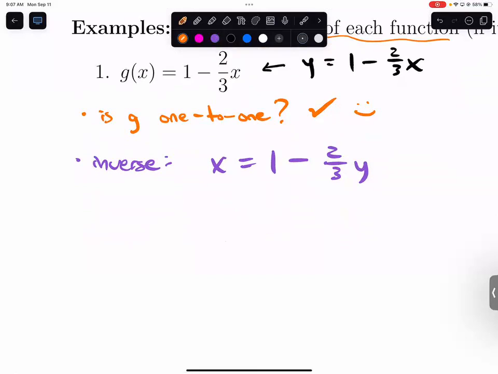What should we do first? Subtract 1, right? I want to isolate y, so I'm going to start by subtracting 1. Okay, then what?